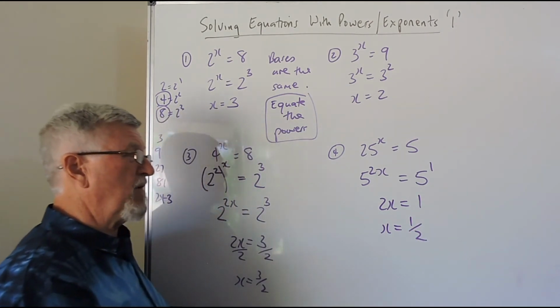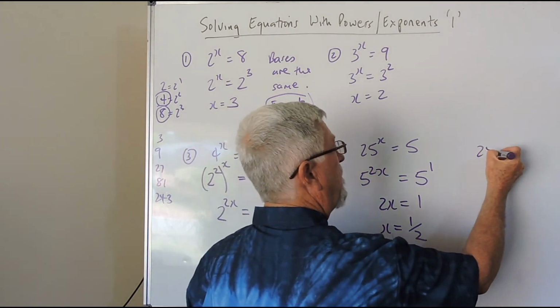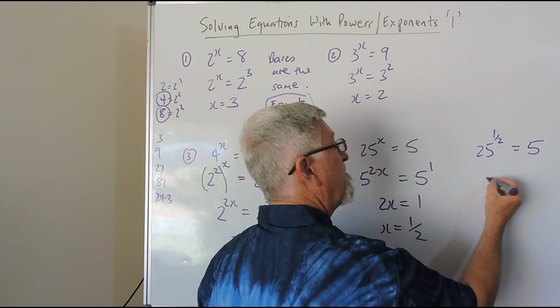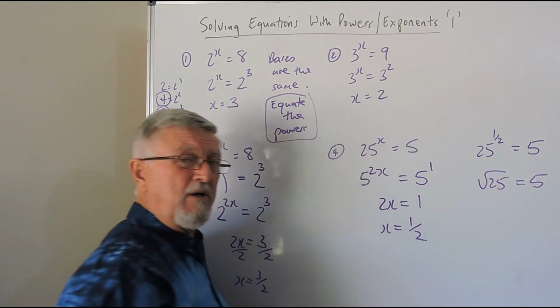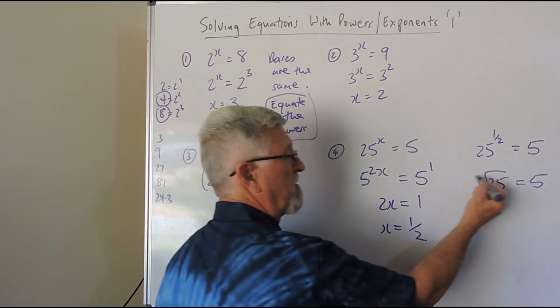And you can have a look back at the question and go, well, it doesn't make sense to me. So what we're actually saying is 25 to the power of half equals 5. So we know that a half means the square root of 25, which is 5. And now a lot of people at the beginning won't see this. It's pretty obvious once you know what you're doing. So the square root of 25 is 5.